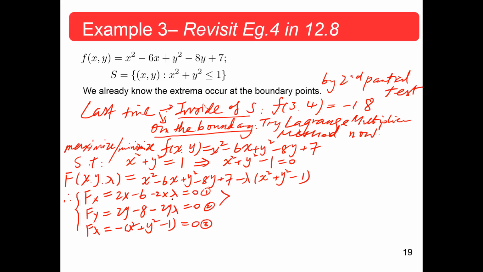Let's see, we can eliminate lambda. In a similar way, let's isolate the lambda term from everything else. So I'm going to move 2x lambda to the right, and 2y lambda to the right. So I have 2x minus 6 equals 2x lambda, and 2y minus 8 equals 2y lambda. This is equation 4 and equation 5.